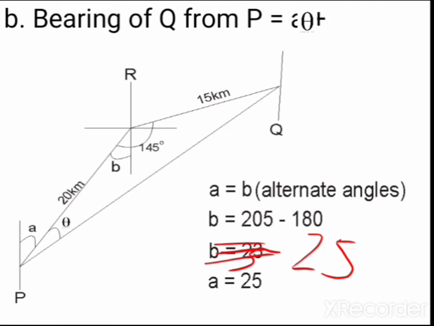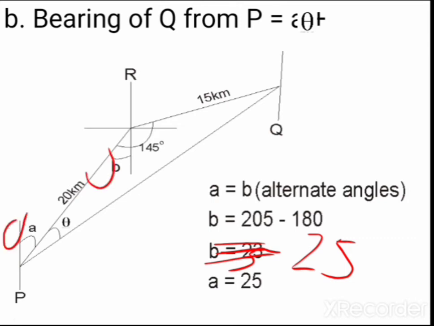And we know that B is equal to A. The reason is that they are alternate angles. Look at this, this is a straight line, North-South Pole. This is another straight line, North-South Pole. And this is a transversal. So this angle is equal to this angle. So A is equal to B. We have gotten B as 25, so A is 25.